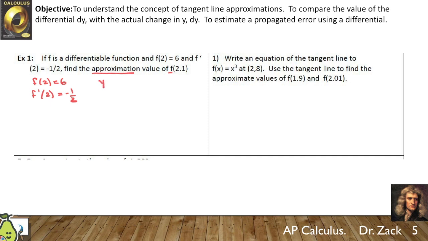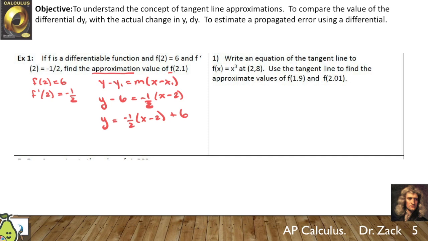To do that, we're going to take y minus y1 equals m times x minus x1 and write the equation of your tangent line. So we have y minus 6 equals negative 1/2 because the slope is the derivative at 2 times x minus your 2. So y equals negative 1/2. I wouldn't multiply through, just keep the negative 1/2 in front of your parentheses. And you have your x minus 2 plus 6.